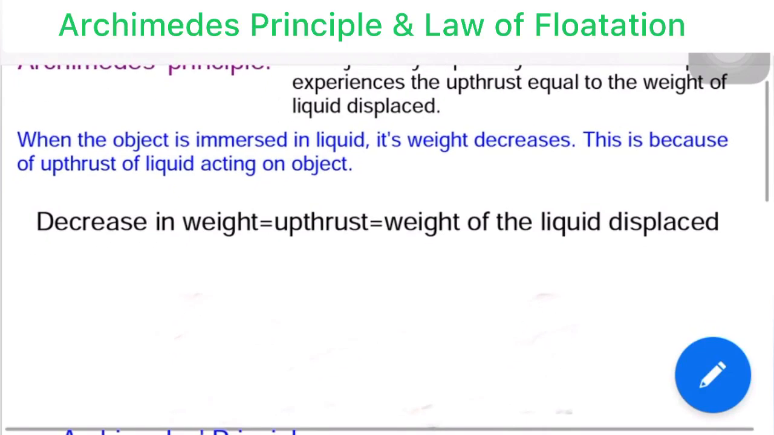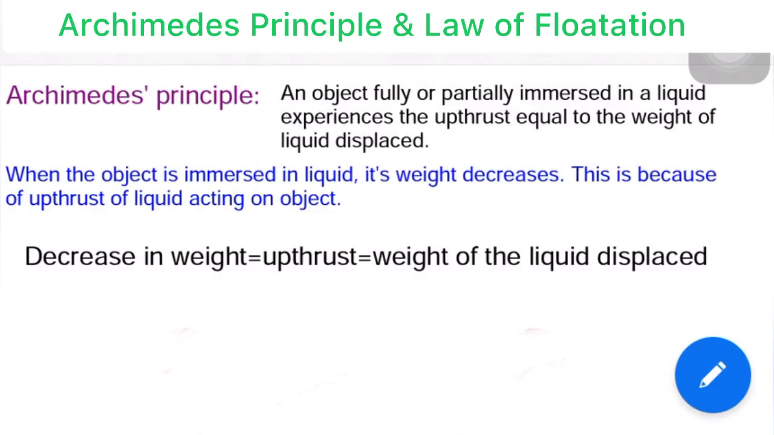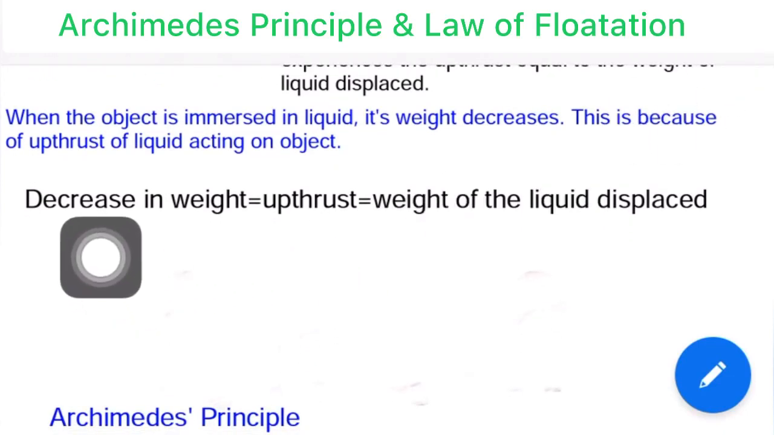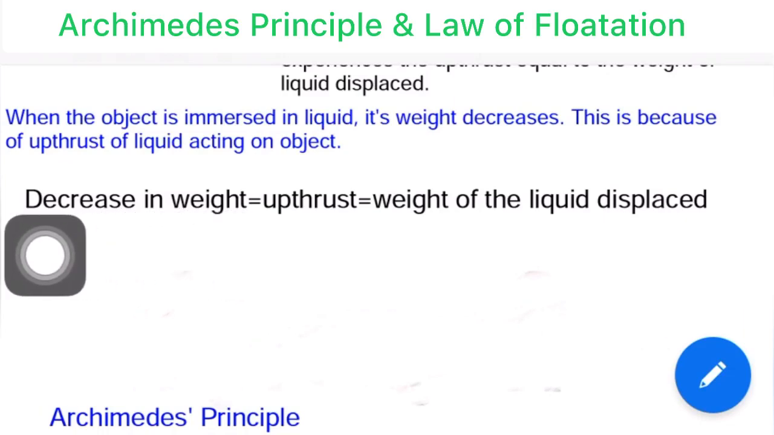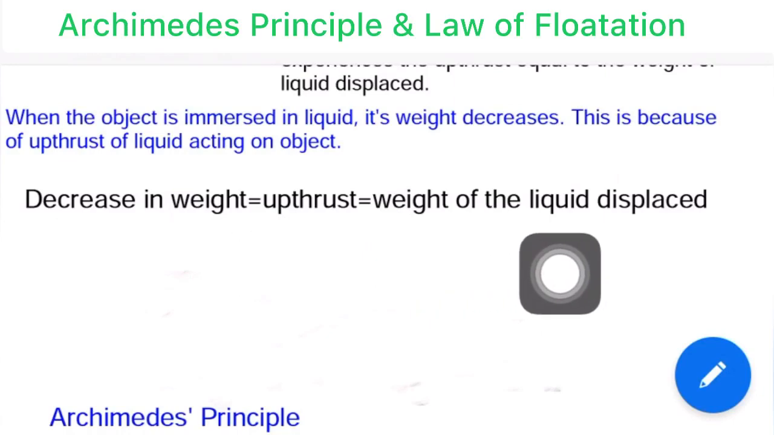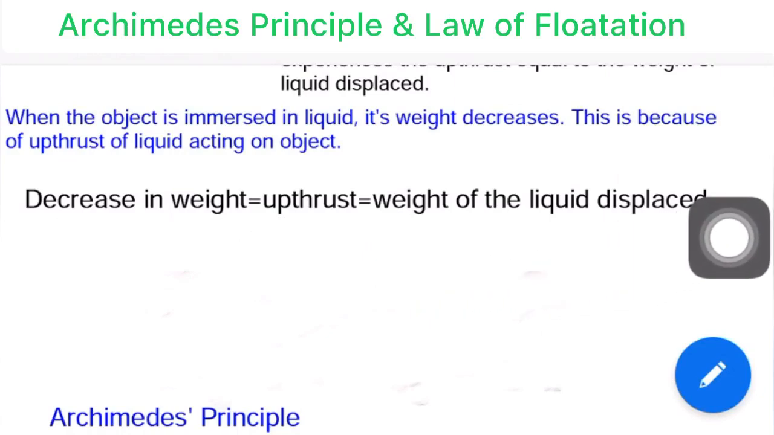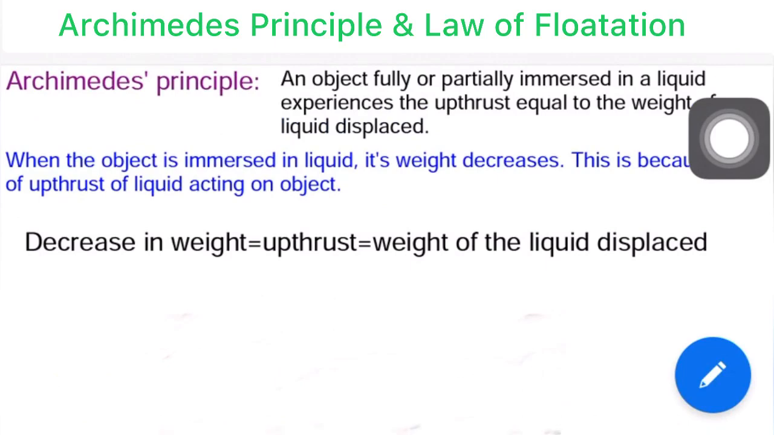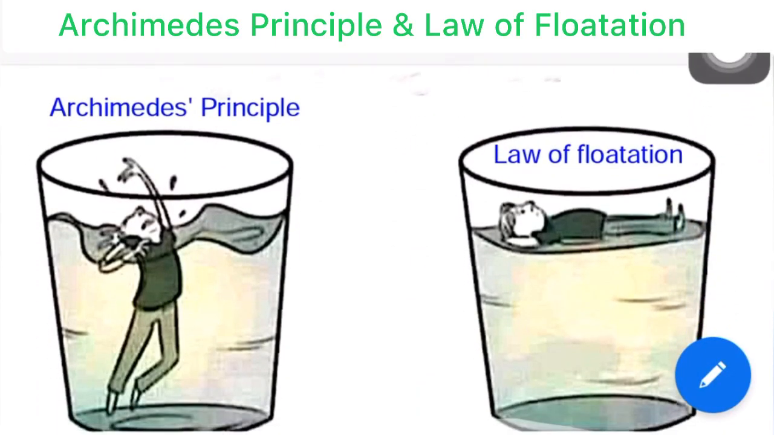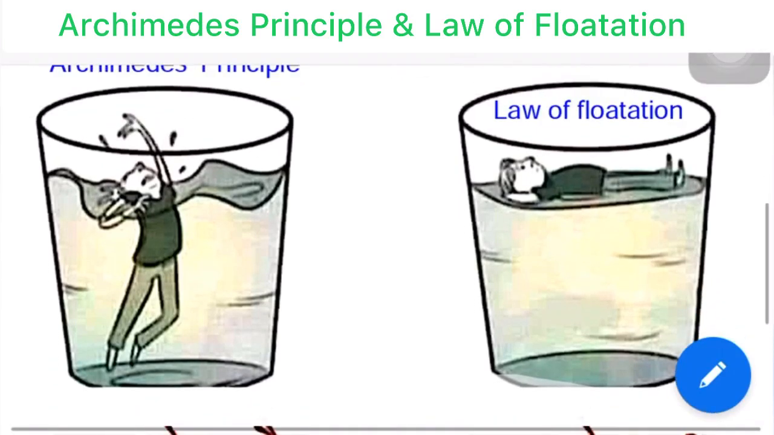The decrease in weight of the object, or weight loss of the object, is equal to the upthrust given by that liquid, which is also equal to the weight of the liquid displaced. So this is the Archimedes principle statement and mathematical expression. In this figure you can see Archimedes principle and law of flotation. I will come here. Before that, let's discuss law of flotation.